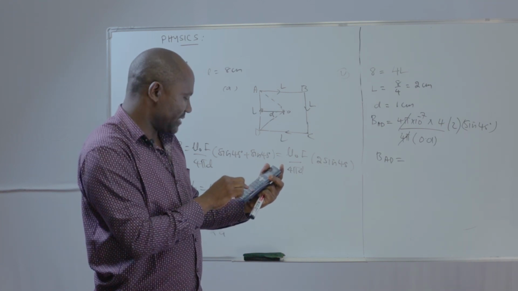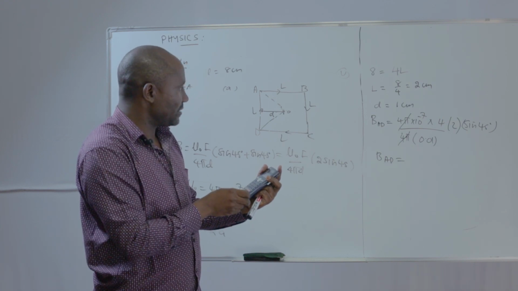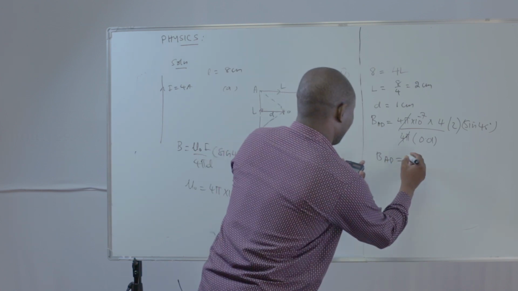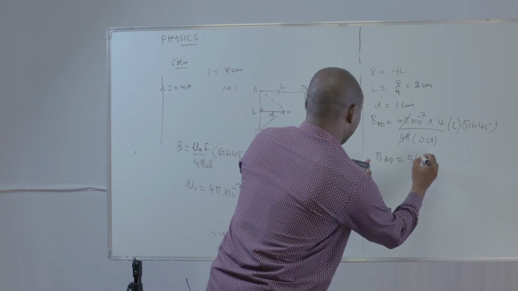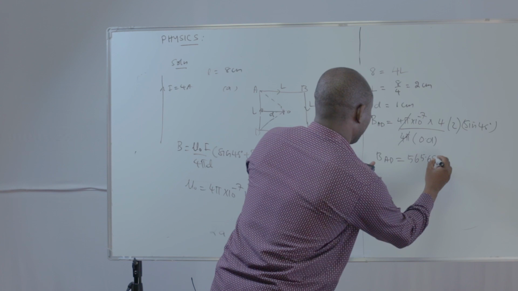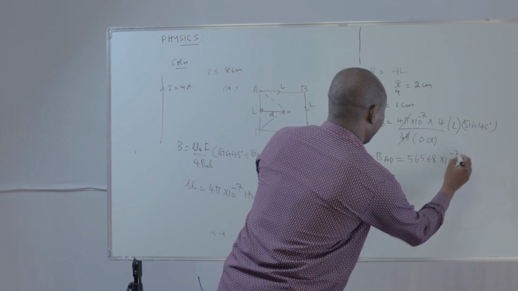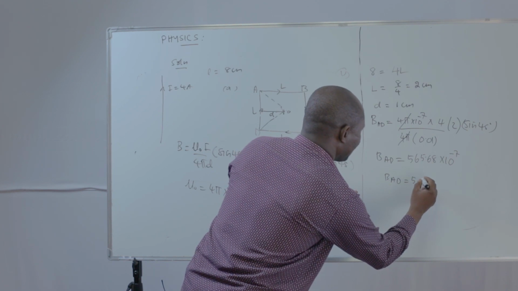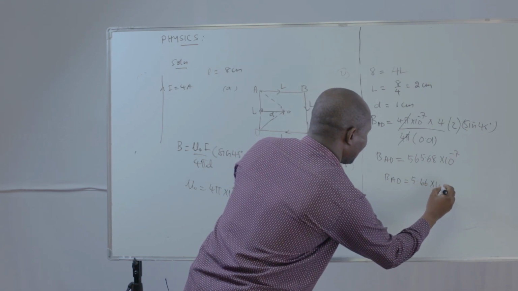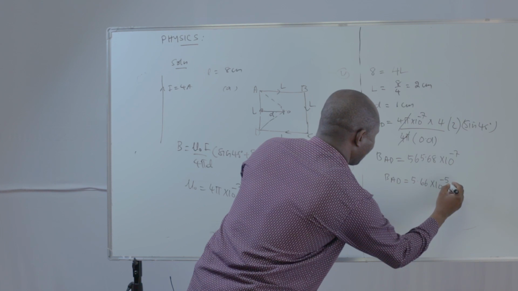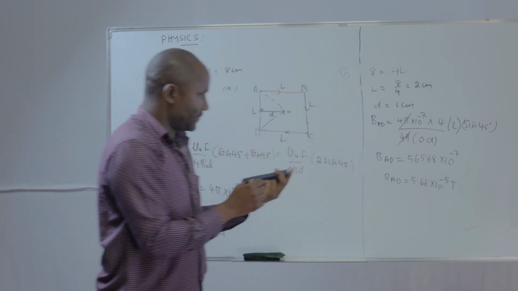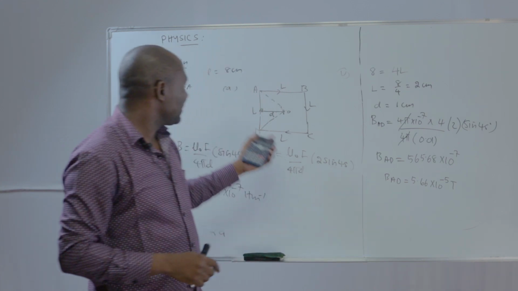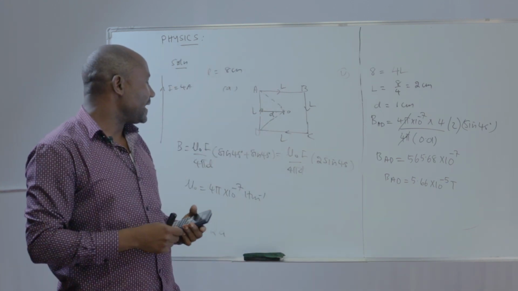And then times 8, you get something like 565.68 times 10 negative 7, which means here it is 5.66 times 10 negative 5 Tesla. If you compute, you get that value. This is the magnetic flux density for that length AD.